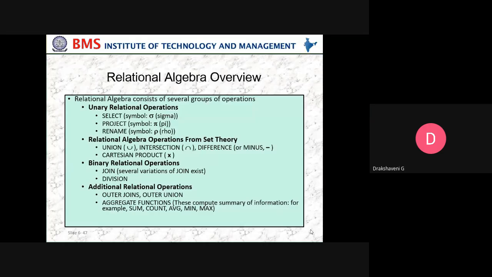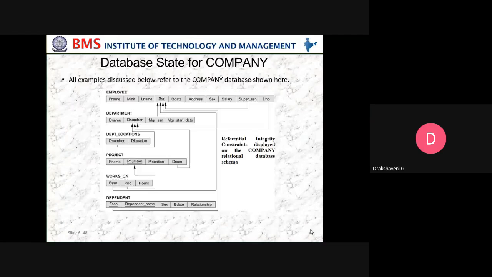The same way, relational algebra operations from set theory: union, intersection, difference, Cartesian product. Then binary relational operations, where we use a join. Several variations of join exist. Division, and additional relational operations: outer join, outer union, and aggregate functions. These compute a summary of information, for example sum, count, average, minimum, and maximum.